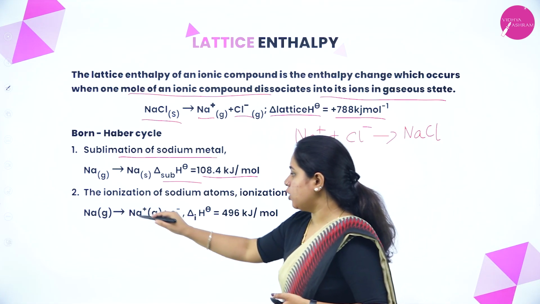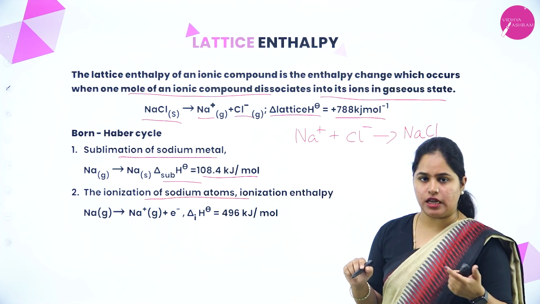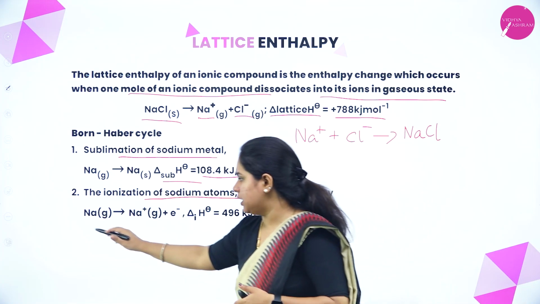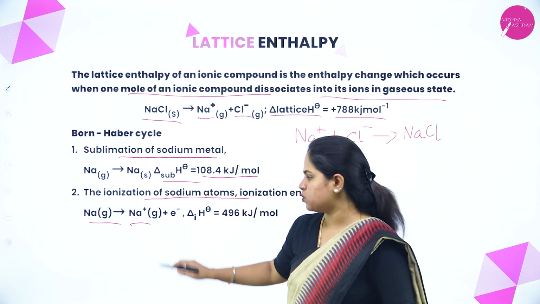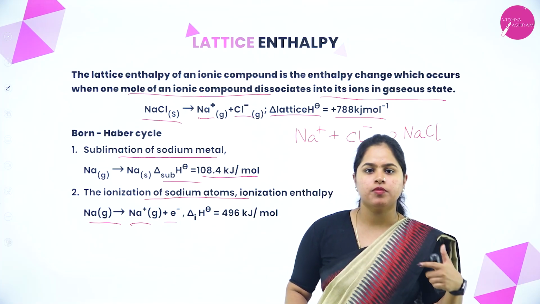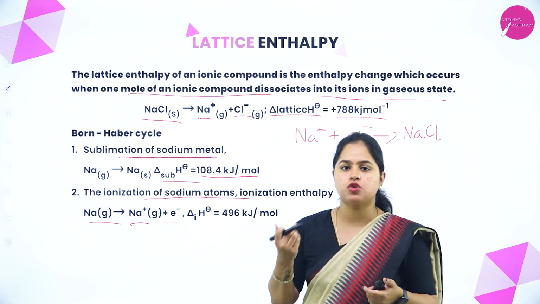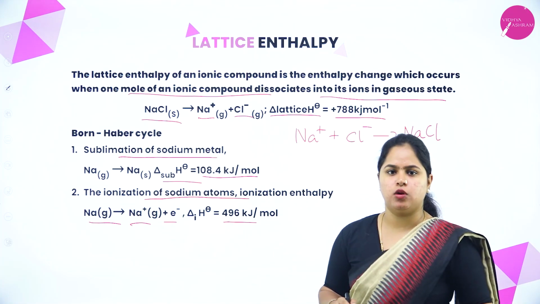The next step is the ionization of sodium atoms. Which enthalpy is associated with it? It is ionization enthalpy. Sodium in gaseous state now gets converted into Na+ and loses 1 electron. The energy required to remove 1 electron from the sodium atom is called ionization enthalpy. The value is 496 kilojoule per mole.